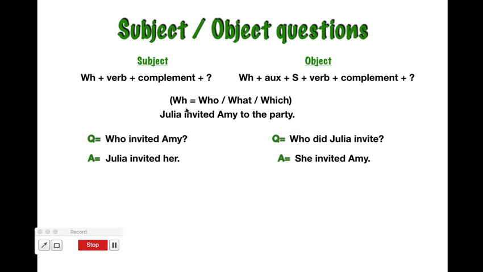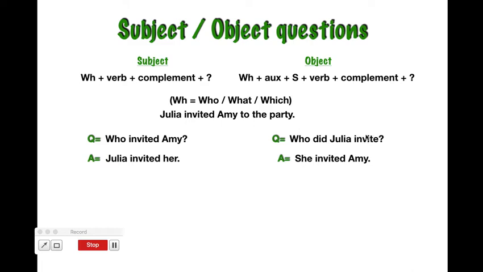So, for example, here, who, WH, auxiliary did, porque estamos hablando de pasado, de invitó, okay? And then subject, that is Julia, and then verb, that is invite, okay? So, who did Julia invite? Aquí no estoy buscando quién hizo la acción, aquí ya tengo a Julia, okay? Por eso digo, who did Julia? Estoy preguntando quién recibió la invitación, okay?